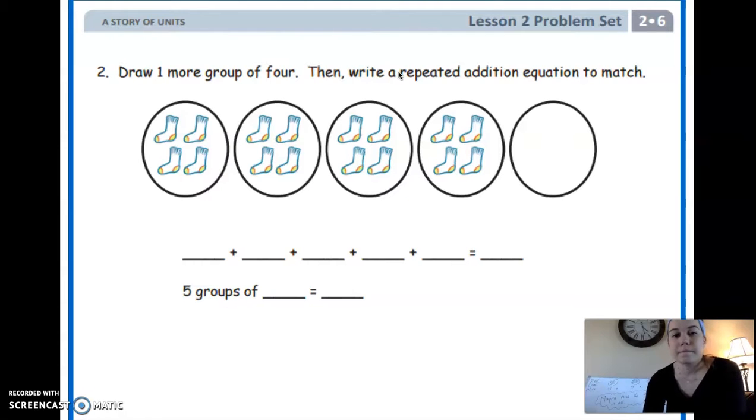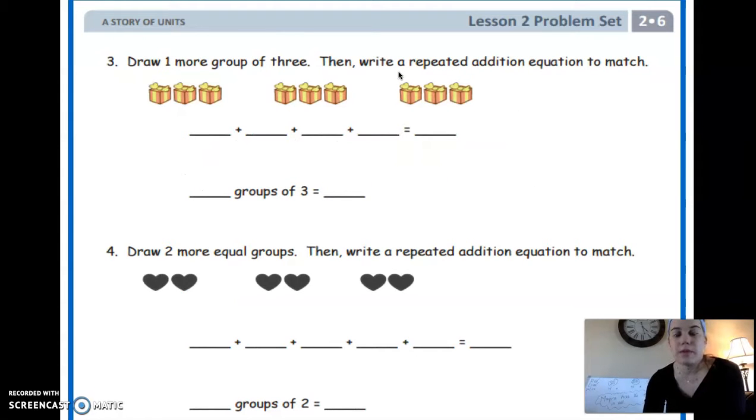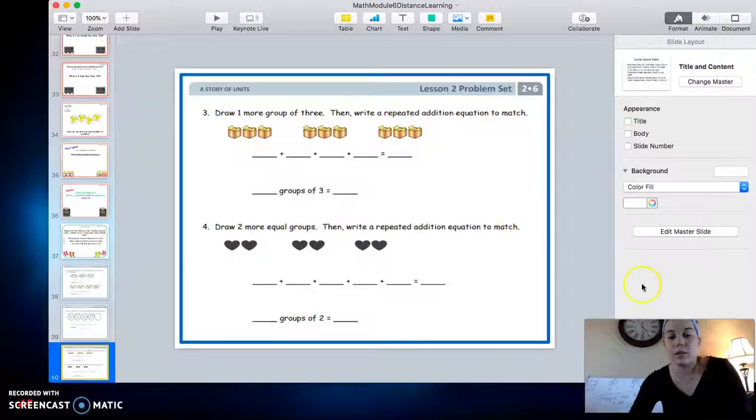Now number 3. One more repeated addition similar to this problem. You're going to have to draw 3 groups. And how many are in each group? Go down to the next part. So do you have 3 groups? If you do have groups, then you need to write your total. Then it says draw 2 more groups and write a repeated addition sentence. So you're going to have 2 more groups. They are add 2 more groups. Total is how many you have all together.